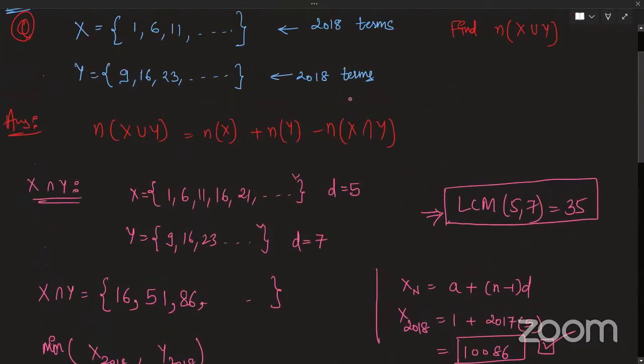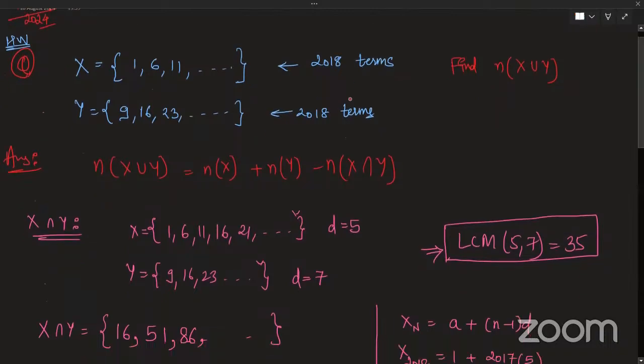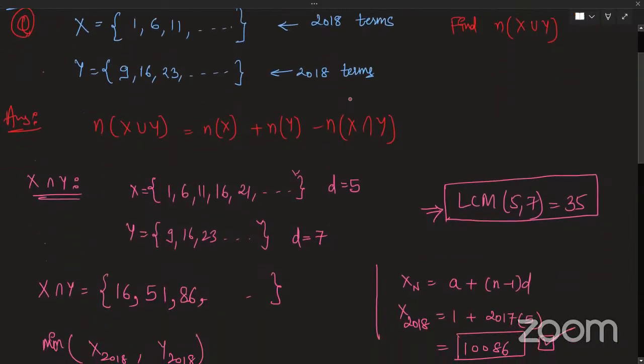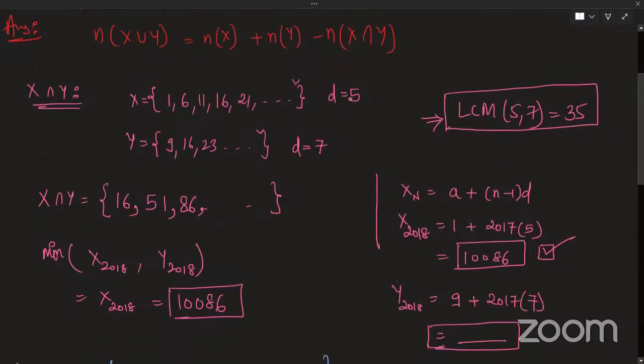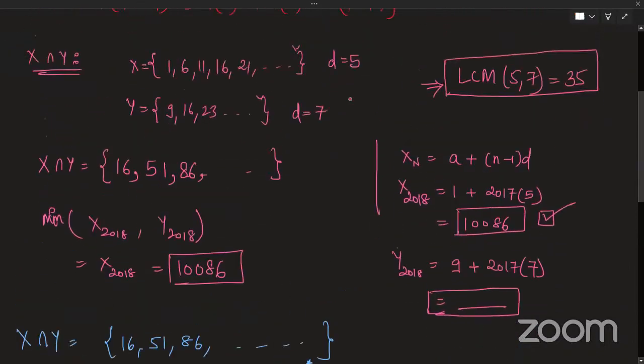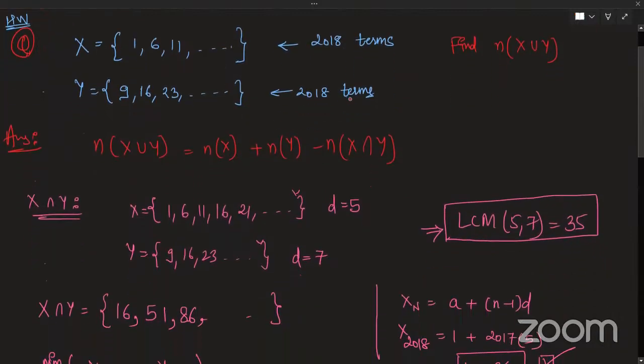Excuse me, sir. Can I know the name of the formula we use for this question? Actually, it is not a formula. It is a concept that whenever you take the intersection of two APs, the intersection is also an AP, and the common difference of that resultant AP is the LCM of the two common differences. So that's all you needed to know.